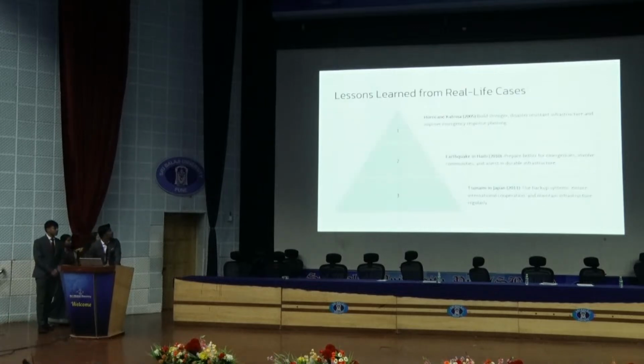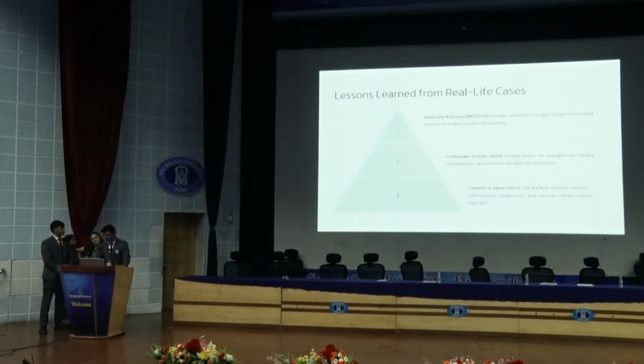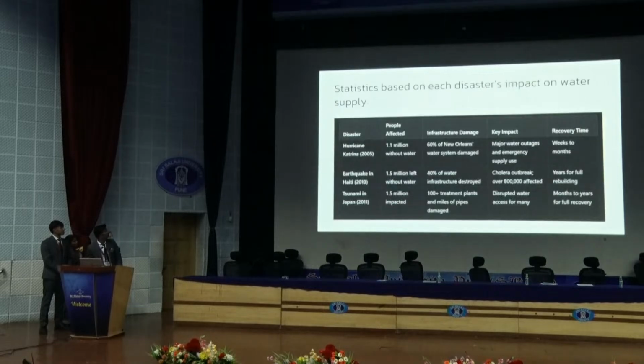Let's have a look at lessons learned from real-life cases like Hurricane Katrina in 2005, the earthquake in Haiti in 2010, and the tsunami in Japan in 2011. Here are some statistics related to each disaster's impact on water supply. Hurricane Katrina 2005. The hurricane and subsequent flood left approximately 1.1 million people in Louisiana and Mississippi without running water. About 60% of the water system infrastructure in New Orleans was damaged or destroyed. It took weeks for the water system to fully restore in affected areas.